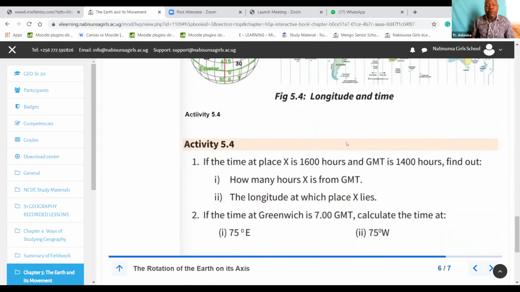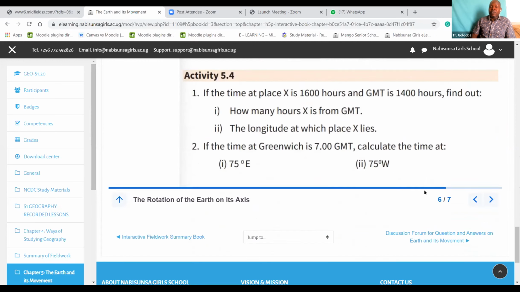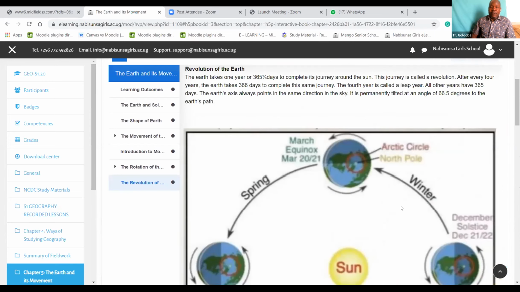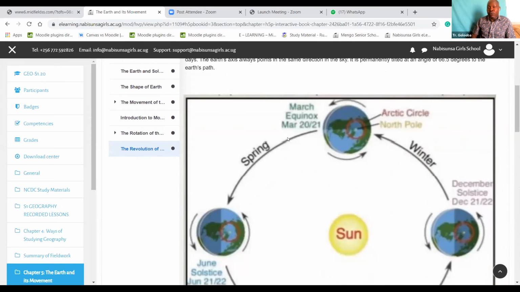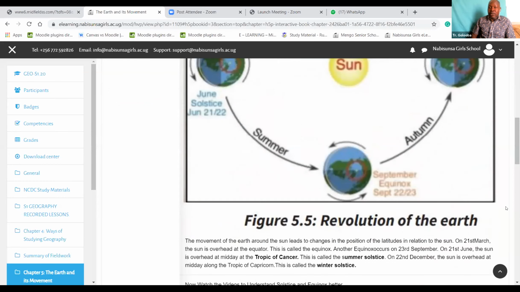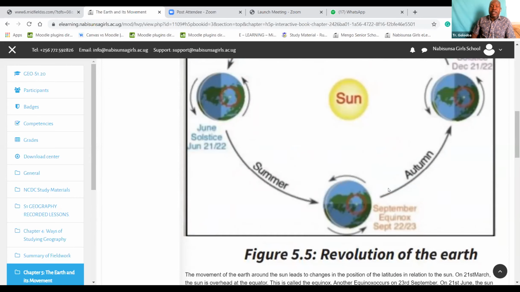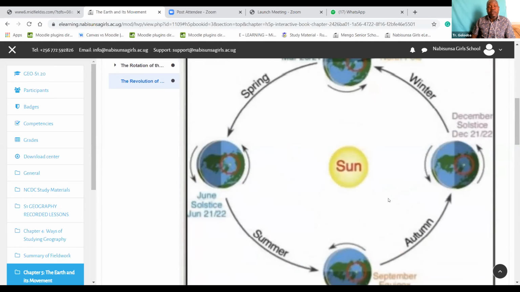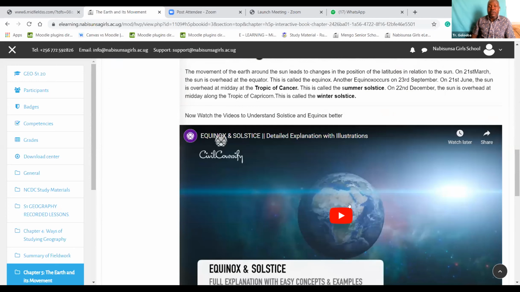Activity 5.4, we are not doing it here. You'll do it independently as individuals. Then I need you to go to page 7. Page 7, you're going to review this. Tell us about the March equinox, the equinoxes. Tell us what solstice means. So what are those things? When do they occur? So review this diagram. I need you to review it. When does winter happen in the Southern Hemisphere? When does it happen in the Northern Hemisphere?